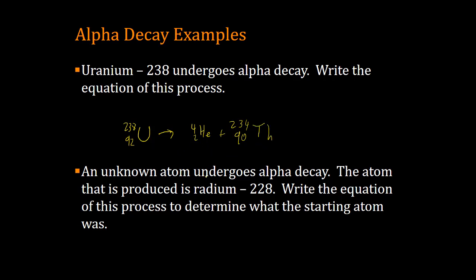There it is. An unknown atom undergoes alpha decay. Uh-oh. So I'm going to draw my arrow. It undergoes alpha decay. Over here, I have helium-4, 2. That's what alpha decay means. We get an alpha particle out of it. The atom that is produced is radium-228. So, Ra-228. And then I find radium on the periodic table. Radium is element 88. Now all I have to do is add my protons over. That's 90. And my mass numbers, that's 232. So 90 is, of course, thorium.